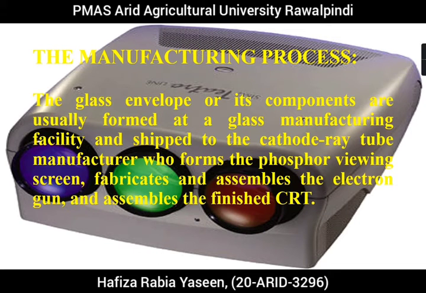The manufacturing process of CRT. The glass envelope or its components are usually formed at a glass manufacturing facility and shipped to the cathode ray tube manufacturer, who forms the phosphor viewing screen, fabricates and assembles the electron gun, and then assembles the finished CRT.